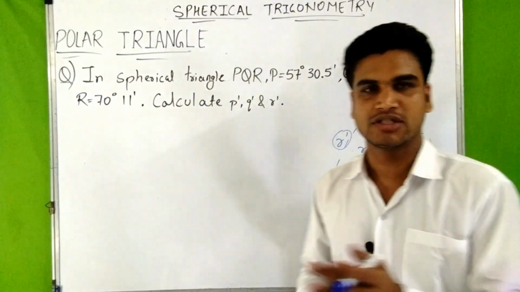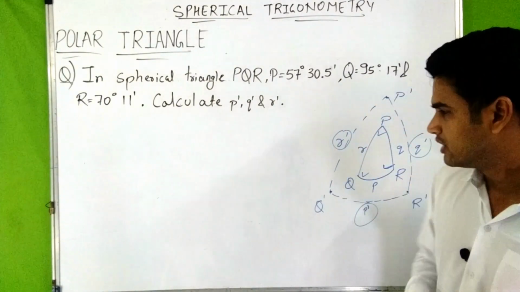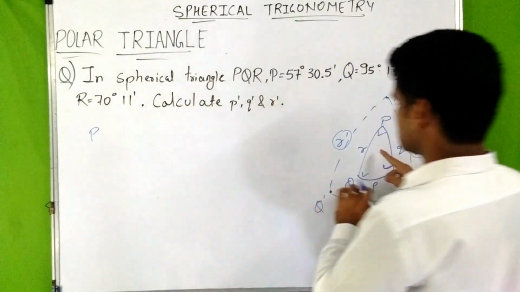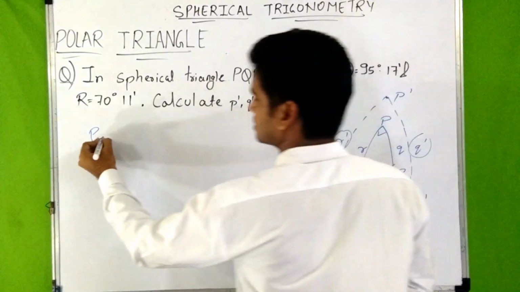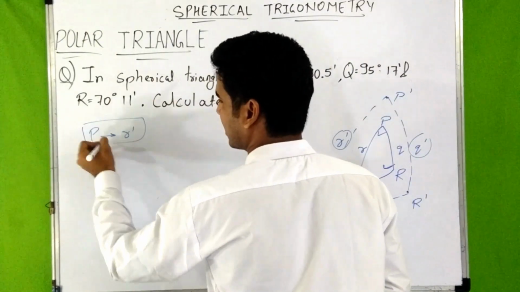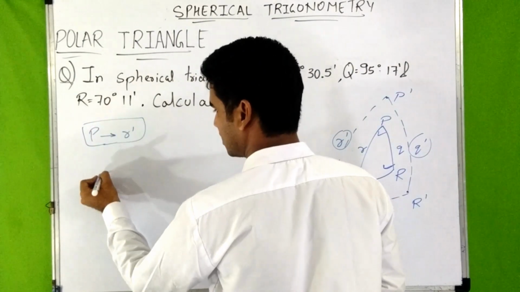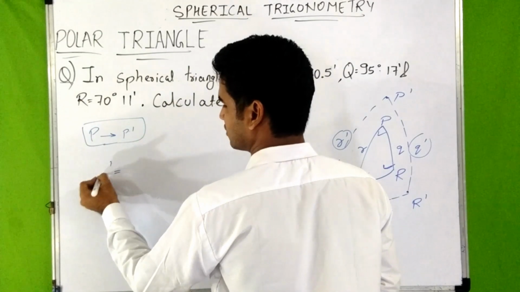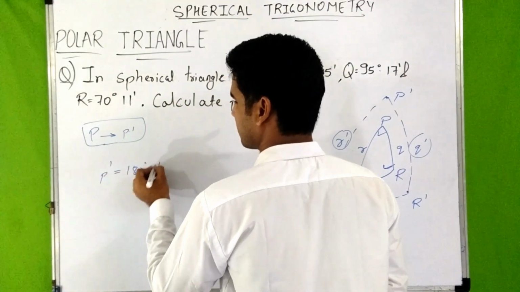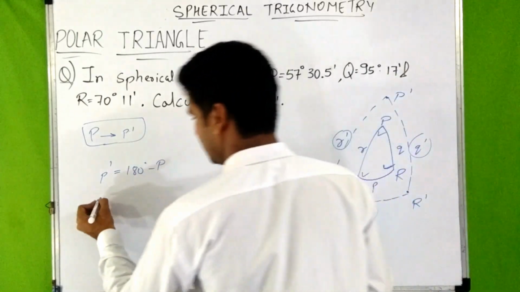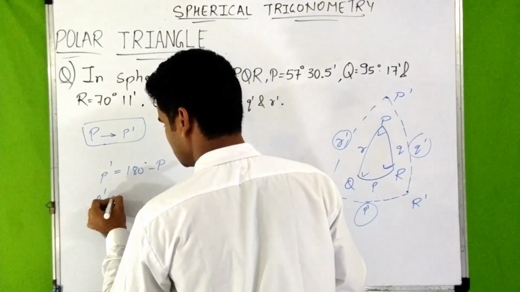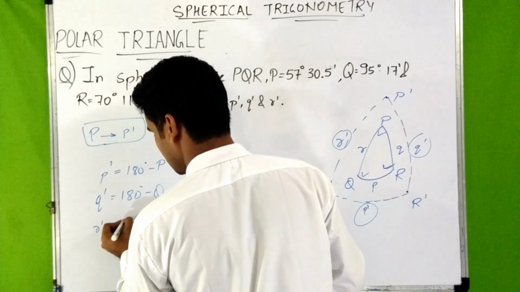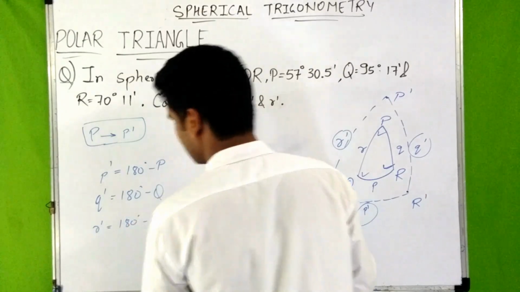So according to the first statement of polar triangle, we know that we have a direct relation of the angles of a spherical triangle with the sides of a polar triangle. According to the statement, the relation was p dash is equal to 180 degree minus capital P, and similarly q dash is equal to 180 degree minus capital Q, and similarly small r dash is equal to 180 degree minus capital R.